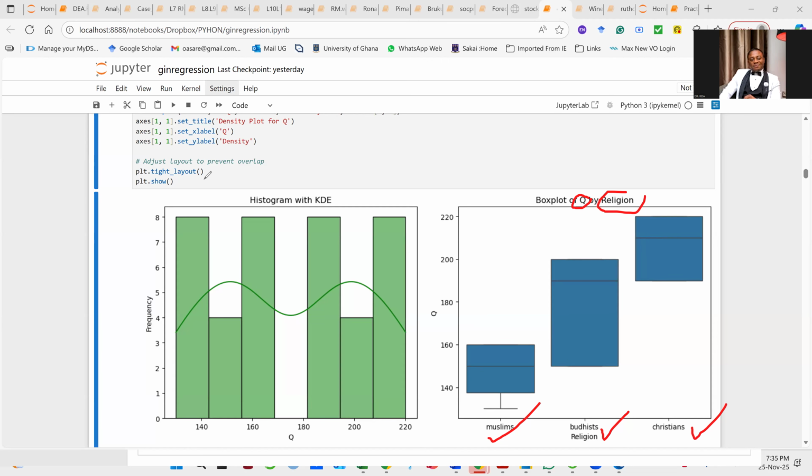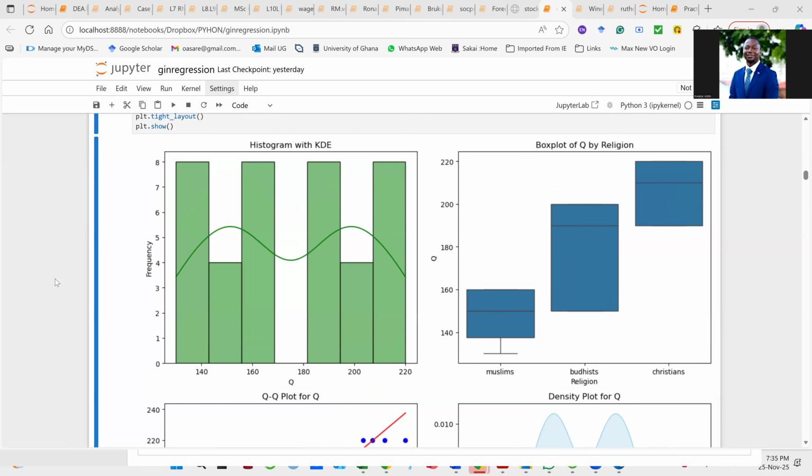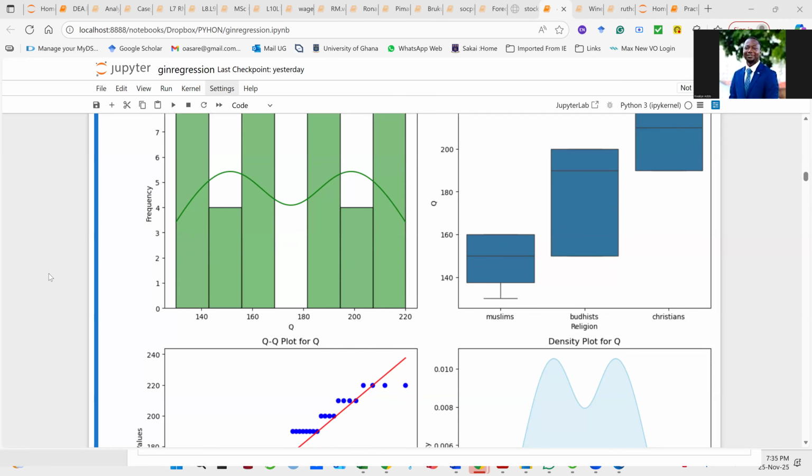Followed by which people? Christians followed by which people? Patrick? Followed by the Buddhists. Exactly. So by just the graph, when I tell you a question, just looking at the graph, you can use it. Now you got to learn a little bit about this graph.